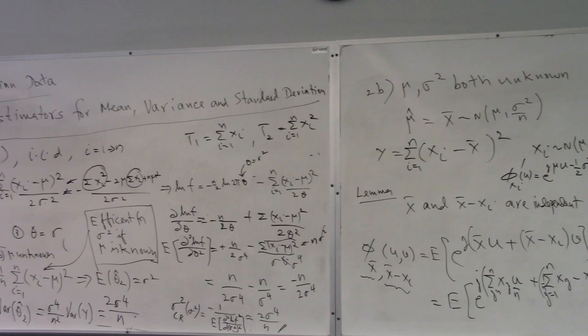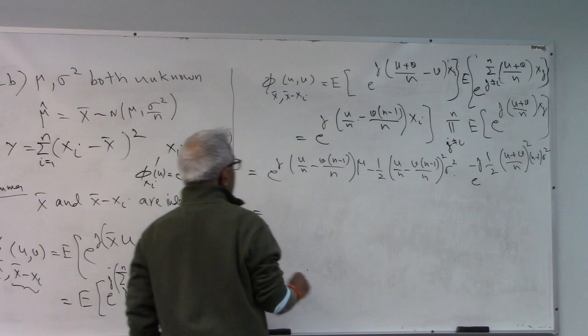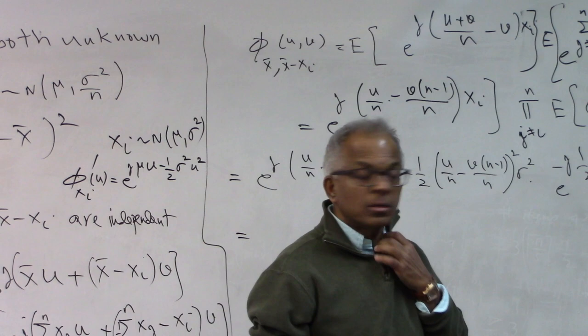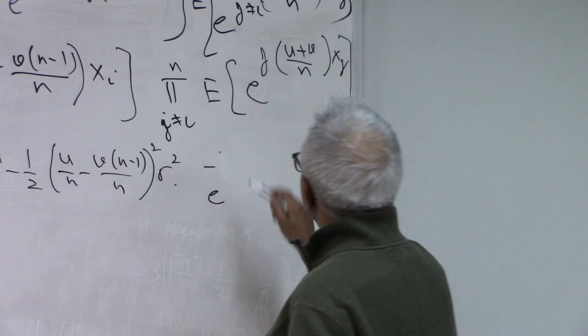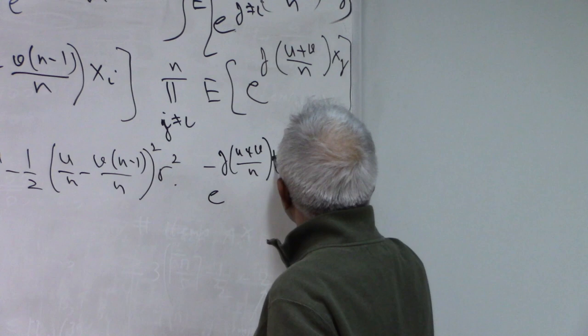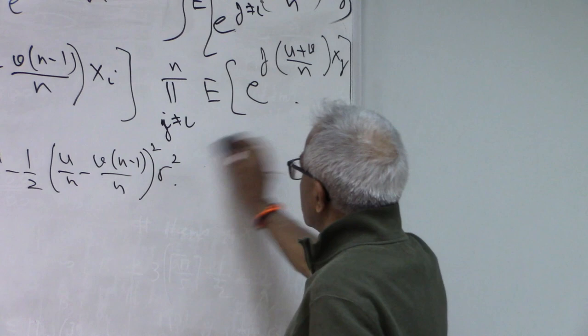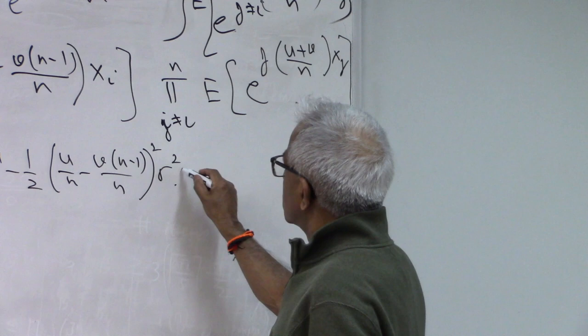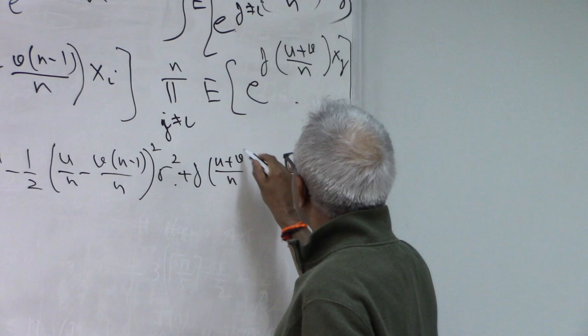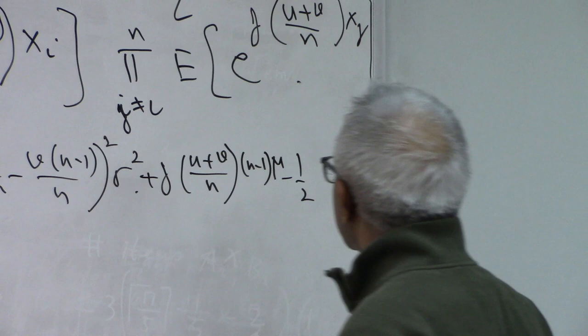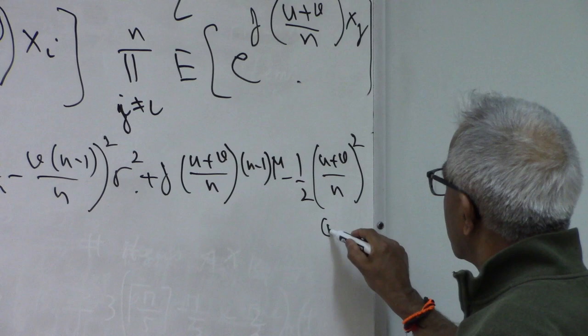So let me just put the u terms and v terms together. Yes, so this was wrong, okay, that's good. So this is going to be j (u + v)/n mu, minus half, there is also an n minus 1 here because there are n minus 1 such terms. I'm just going to save space and continue here. So this will be plus j multiplied by (u + v)/n multiplied by n minus 1 mu, minus half ((u + v)/n) squared times (n − 1) sigma squared.